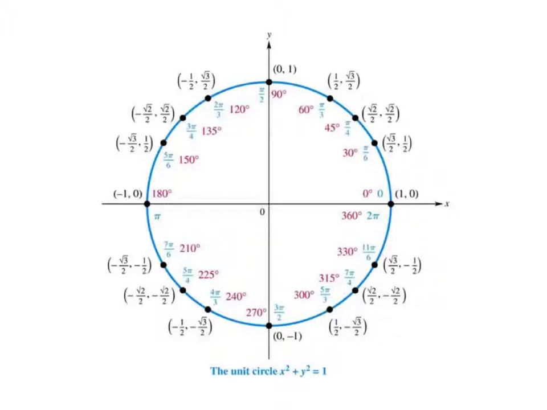When we talk about periodic functions, we always have to start with the unit circle. We will be referencing everything in terms of radians, so I'll be looking at the blue numbers. Now you can't forget that your y values are sine and your x values are cosine.